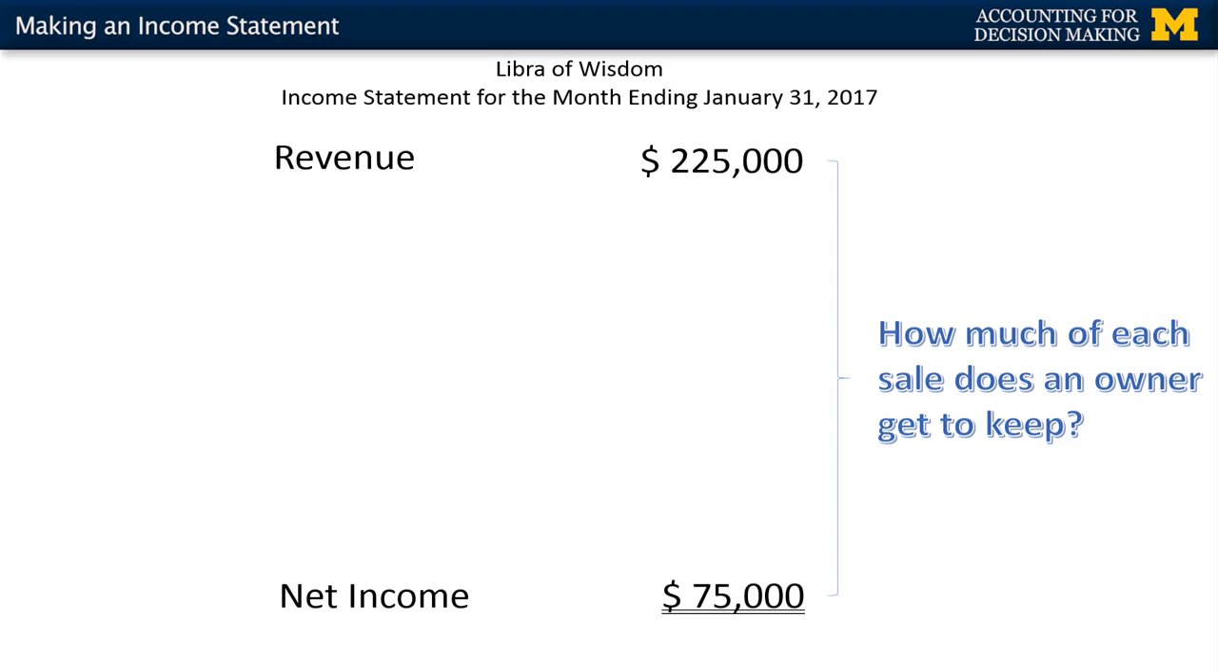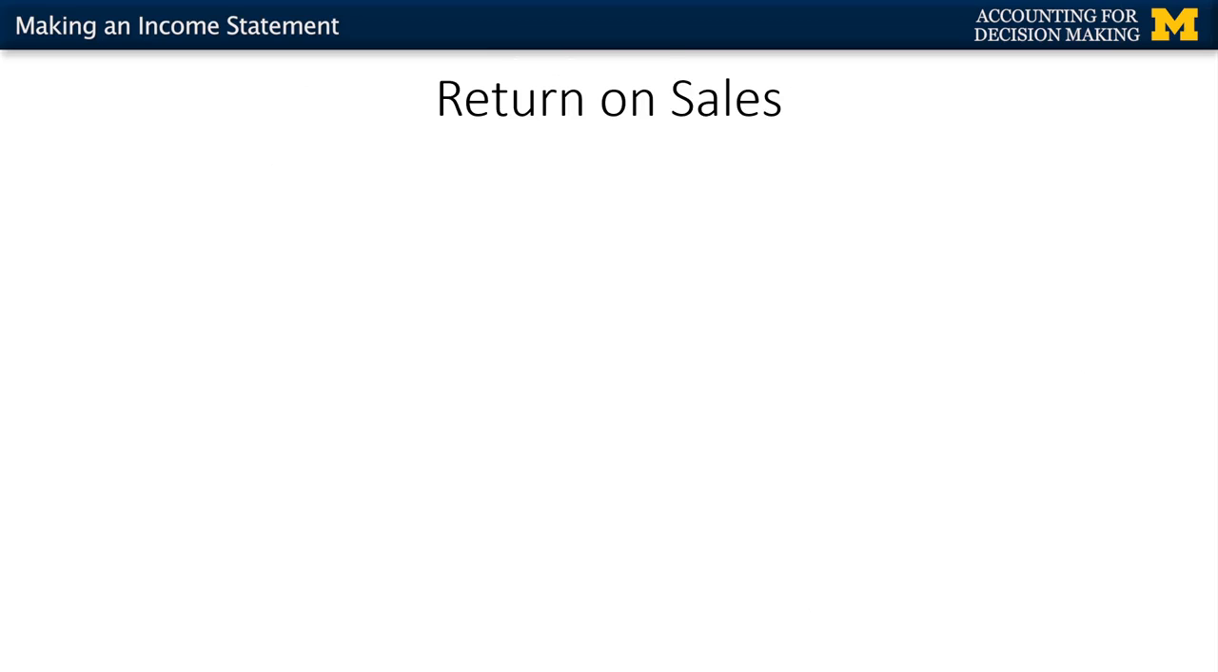We're kind of ignoring everything in between there and saying if we bring in a certain amount of value through a sale, how much of that, once we're done with all the things we have to use up to create value, does an owner actually get to keep? To do that, we might want to create a ratio. I'm going to call this ratio return on sales. We can take net income and divide it through by revenue.